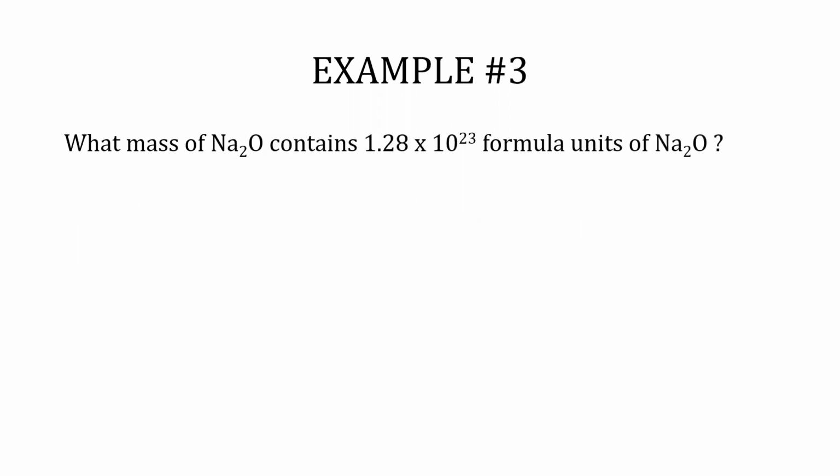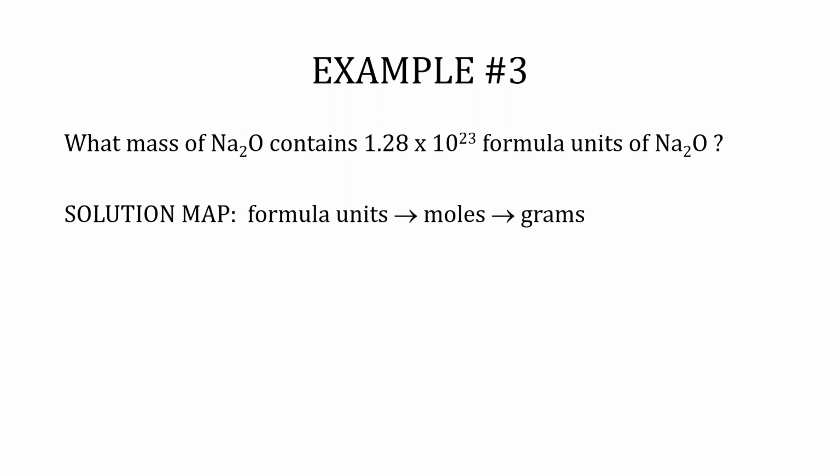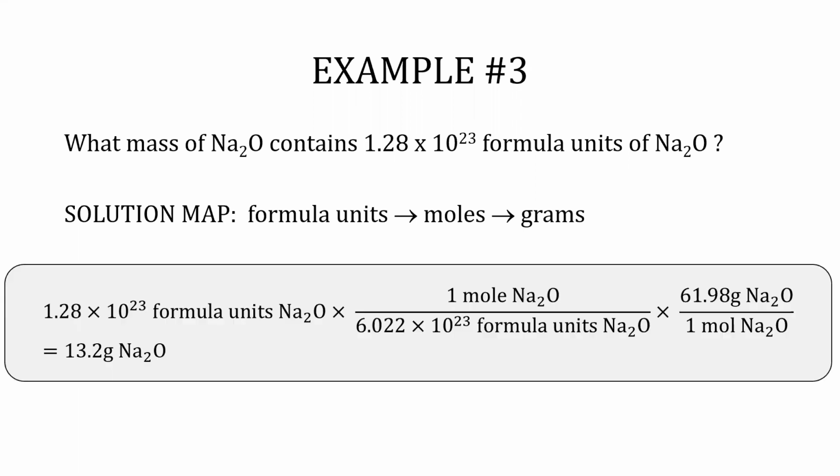Example 3. What mass of Na2O contains 1.28 times 10 to the 23 formula units of Na2O? Show a solution map where formula units convert to moles, convert to grams. In the end, 1.28 times 10 to the 23 formula units of Na2O times 1 mole of Na2O over 6.022 times 10 to the 23 formula units of Na2O times 61.98 g of Na2O over 1 mole of Na2O, which equals 13.2 g of Na2O.